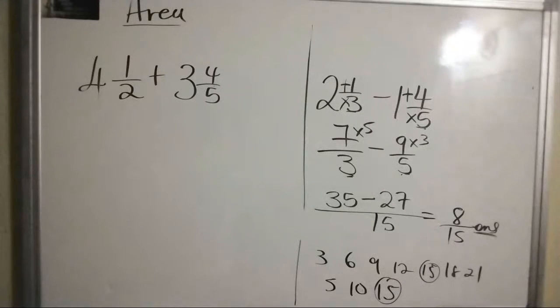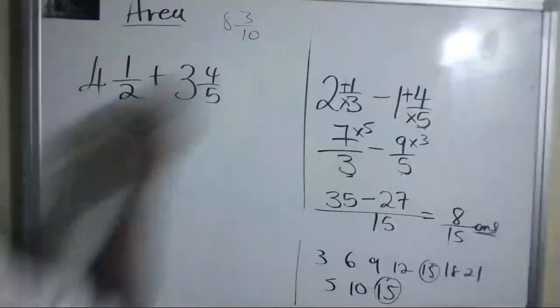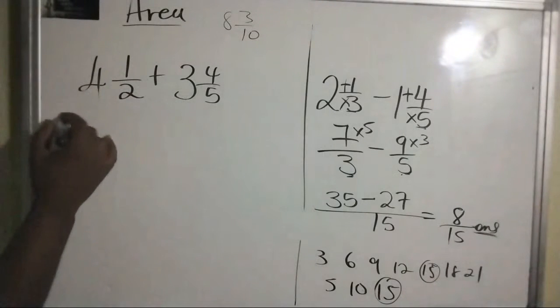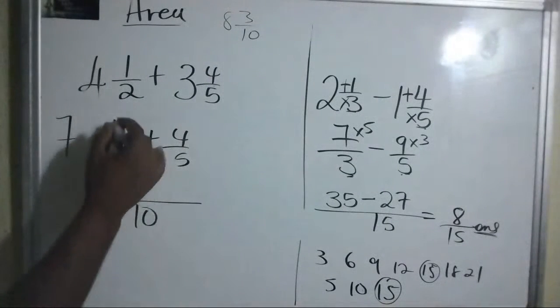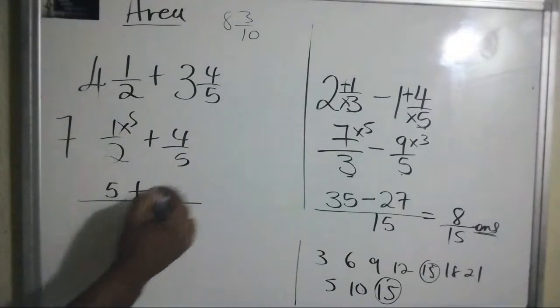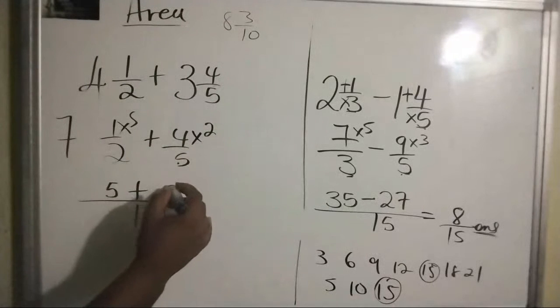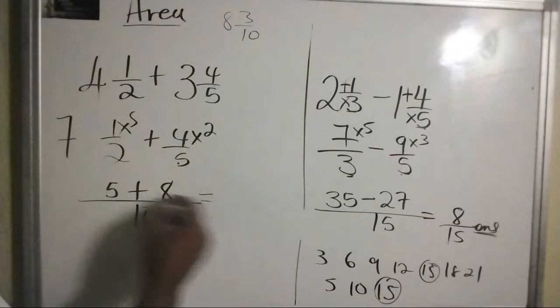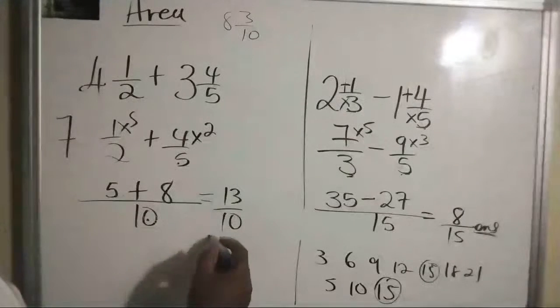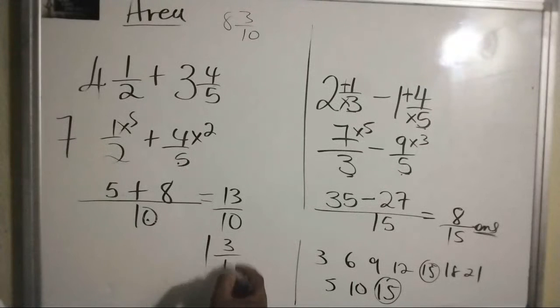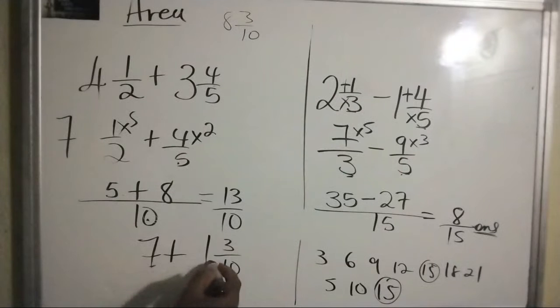Alright. Cherry says 8 and 3 over 10. Let's just see if Cherry is correct. He said 8 and 3 over 10. Alright, so let's proceed. So we can say 4 and 3, 7. And then we add a half plus 4 fifths. The LCM would be 10. 2 into 10, 5. So that goes 1 times 5 is 5. 5 into 10, 2. So that gives us 4 twos, 8. Right? So now we add 5 plus 8, we get 13 over 10, right? We can convert this because 13 is greater than 10. So we convert this: 10 into 13 goes 1 time and remainder 3 out of 10. And then we add this. So 7 plus 1, because you add the whole numbers, 7 plus 1 is 8. And that's 3 over 10.